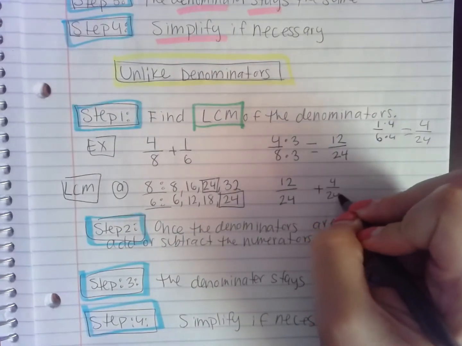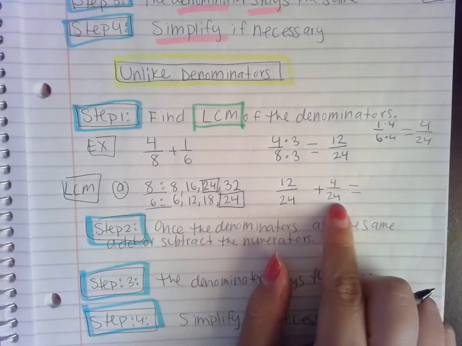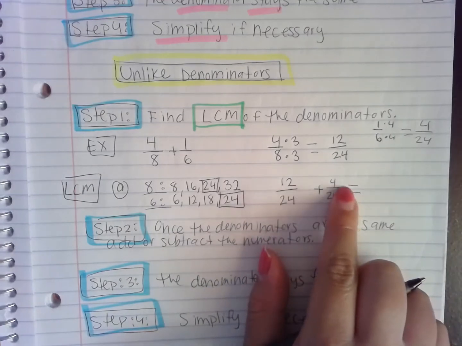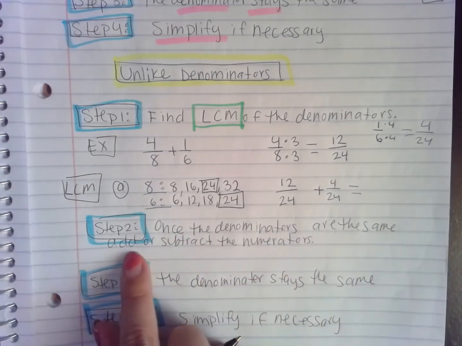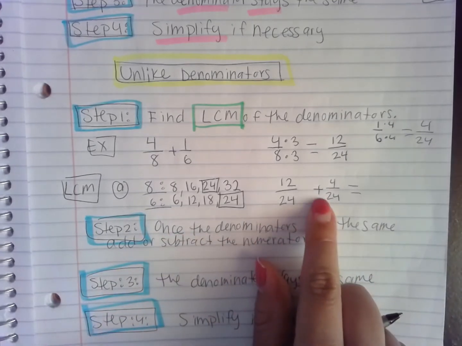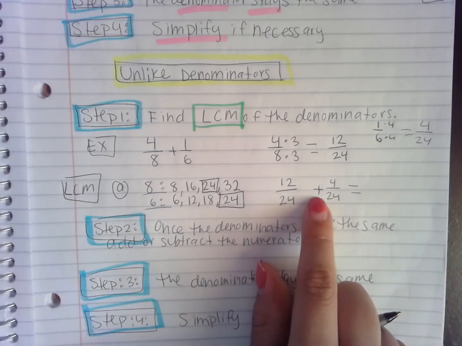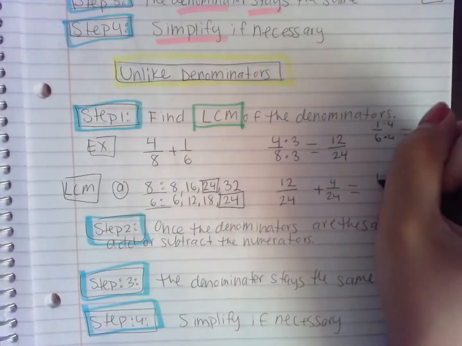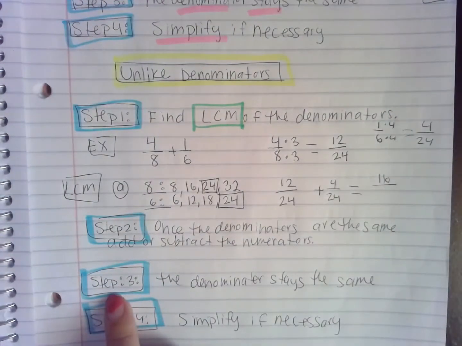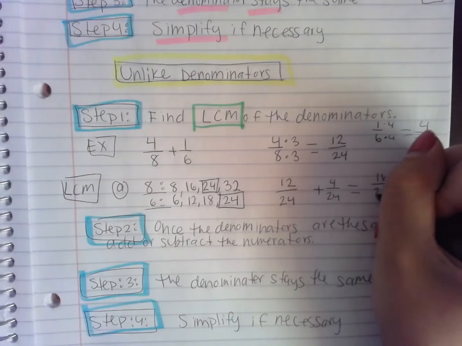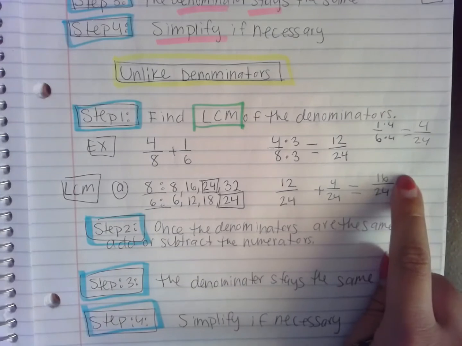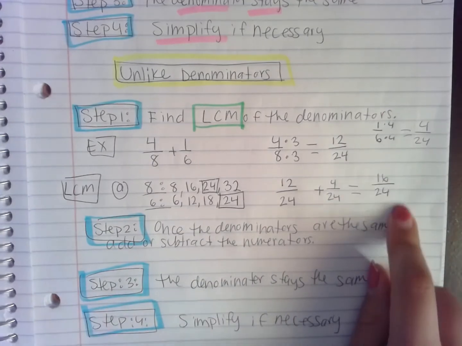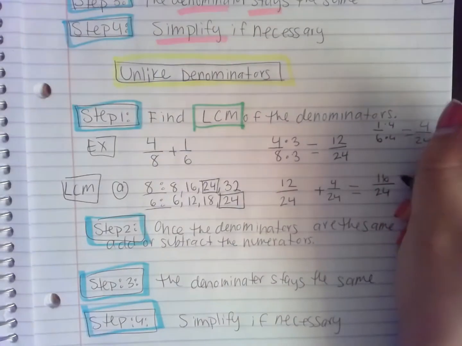4 over 24. Now that I have my common denominator, I can just add my numerators. Once again, step number 2, once the denominators are the same, add or subtract the numerators. In this case, I'm going to add the numerators because that's what my operation is telling me to do. 12 plus 4 gives me 16. Step number 3, the denominator stays the same. Step number 4, simplify if necessary. In this case, 16 and 24 do need to be reduced. And I know that the greatest common factor between them is going to be 4.